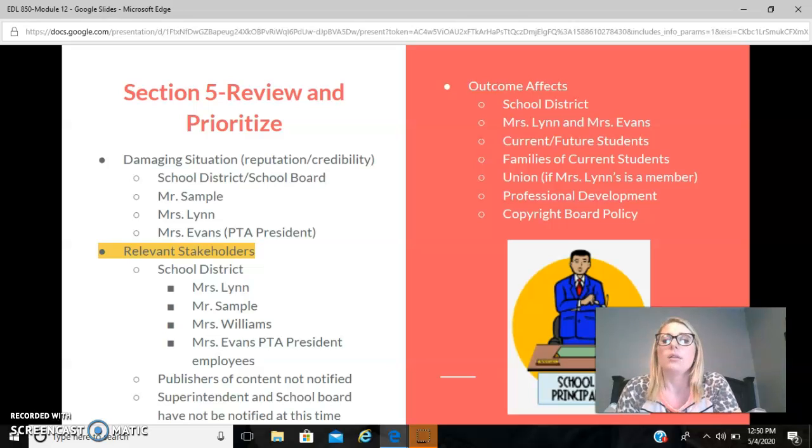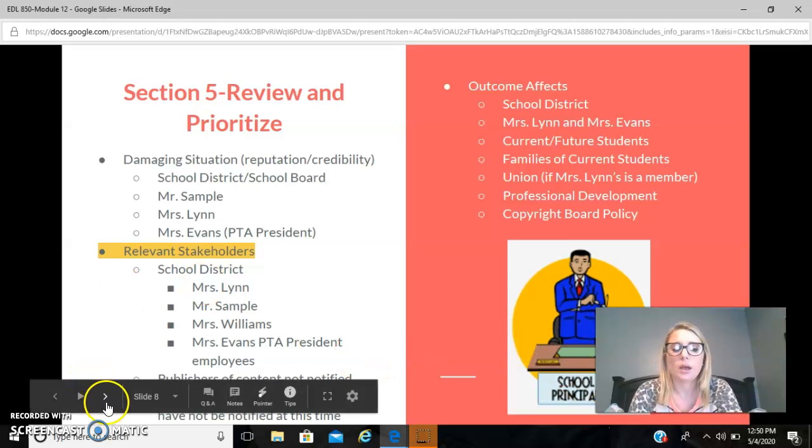The outcome or the effects, this could affect the school district. This can affect Mrs. Lynn and Mrs. Evans' current position. Current and future students could be affected based on termination or what happens to these teachers involved in this scenario, as well as the families of the current students. Is Mrs. Lynn a member of the union? If she is, that affects the school union as well. Professional development and copyright board policy all could be affected or outcomes of this scenario.